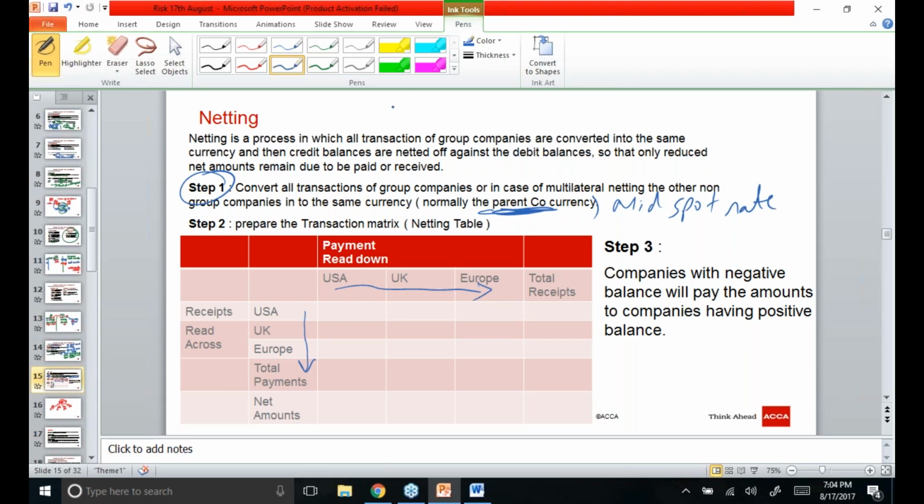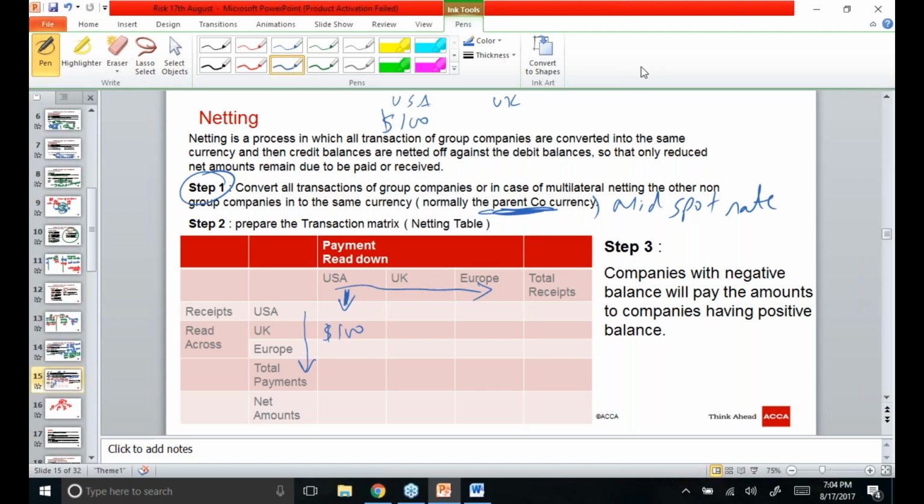Let's suppose there is a transaction that USA company owes $100 to the UK company. That means USA company is going to pay $100 to the UK company. So it's a payment for USA, so you will write it down under the USA company, and it is a receivable for the UK company. So you will read payment down and you will read receipt across. So that $100 should be written under the USA and in front of the UK.